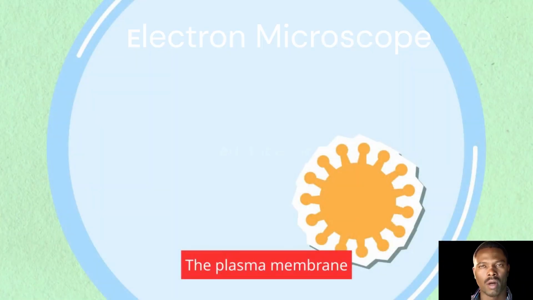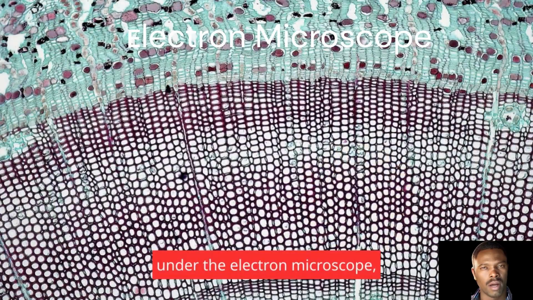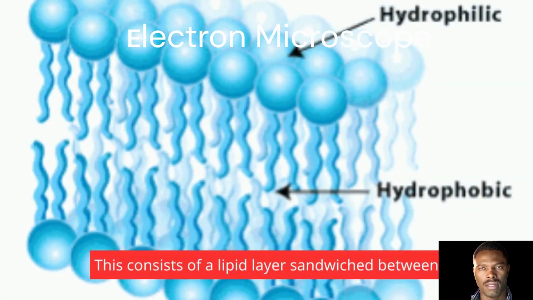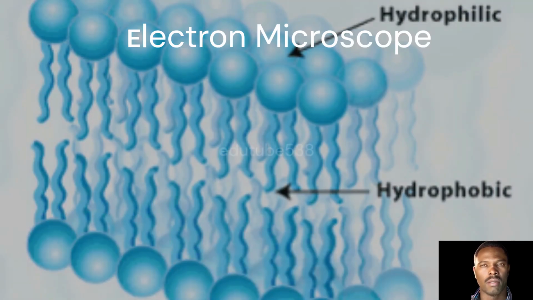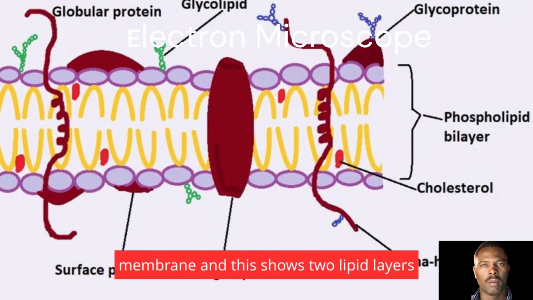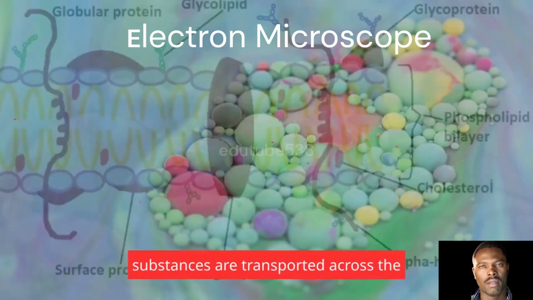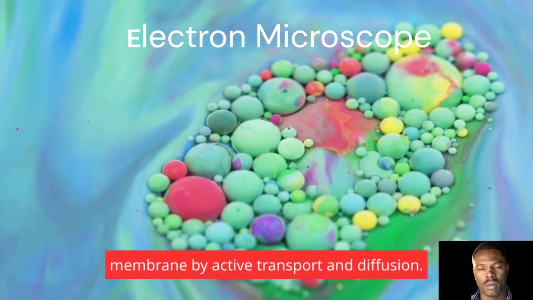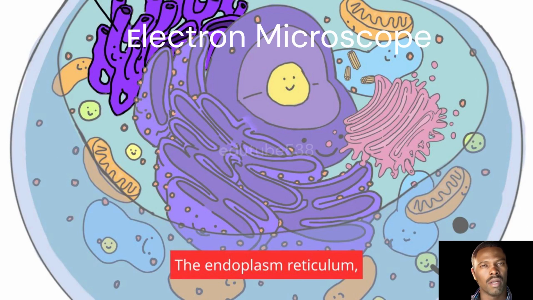The plasma membrane. Under the electron microscope, the plasma membrane is seen as a double layer. This consists of a lipid layer sandwiched between two protein layers. This arrangement is known as the unit membrane, and shows two lipid layers with proteins within. Substances are transported across the membrane by active transport and diffusion.